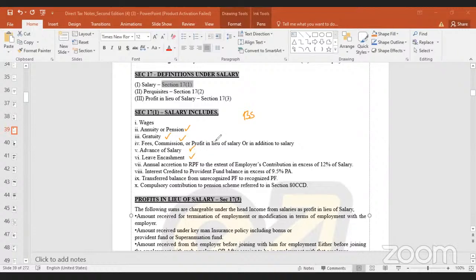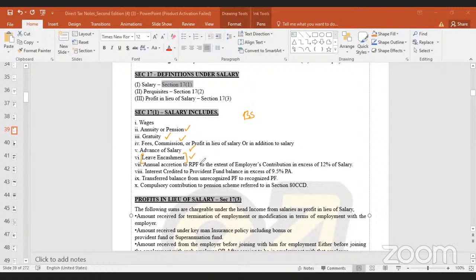You would have heard from your parents or neighbors or friends that he has a leave credit to his account and he has encashed it. So what he has got is leave encashment. That is also covered under the definition of salary. That is also chargeable to tax.